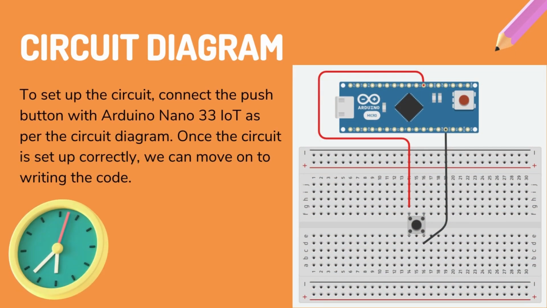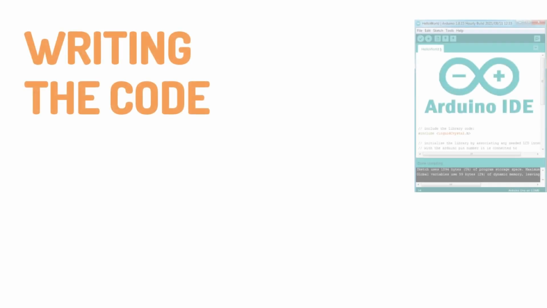So this is the circuit diagram for our project. To set up the circuit, connect the push button with the Arduino Nano 33 as per the circuit diagram. Once the circuit is set up correctly, we can move on to writing the code.